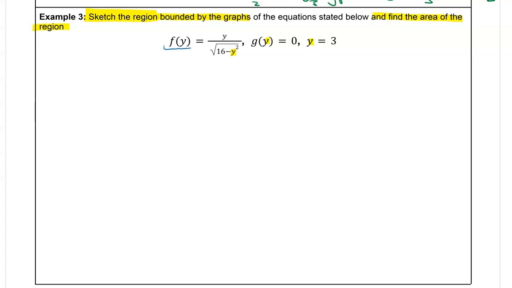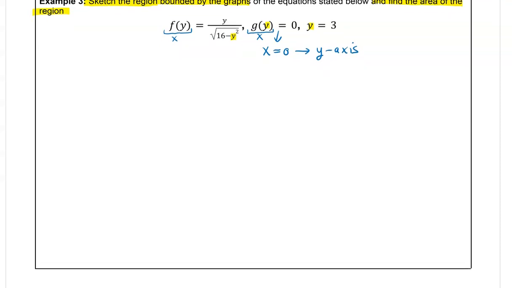But keep in mind, f of y is just an x value, g of y is just an x value. And in fact, this one here is basically saying x equals 0, and that's basically the y-axis. This is a very fancy way of saying the y-axis. Okay, so I'm going to start with that. The y-axis is one of our boundaries. Here's the x-axis just for some perspective, and then the y value of 3 is another one of our boundaries.